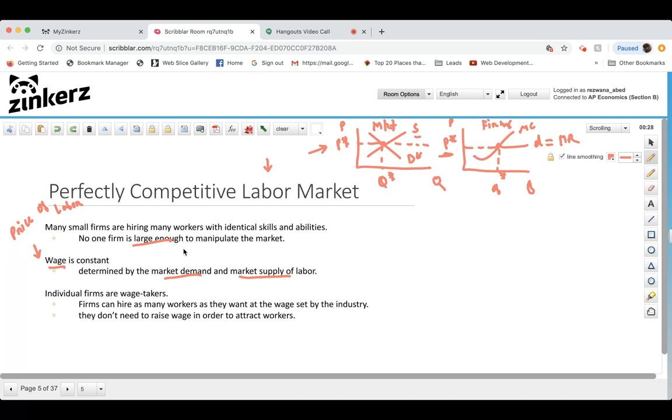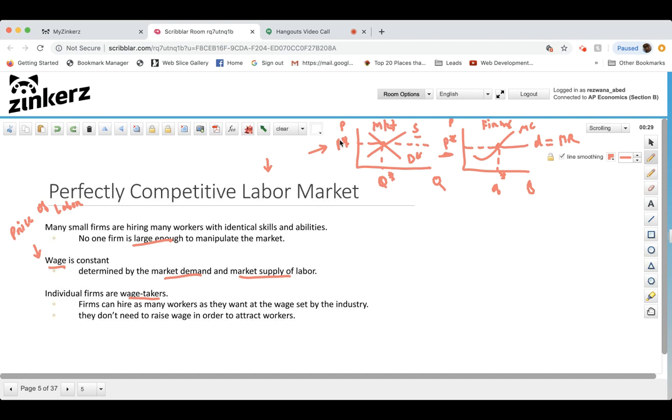So this is a very similar idea that we're exploring here with the perfectly competitive labor market. The only difference here is that the farms are no longer on the selling side or the supply side. Now they are on the demand side, right? So they are the ones hiring the workers, and the workers are on the supply side. Okay, so what do we mean by individual farms are wage takers?